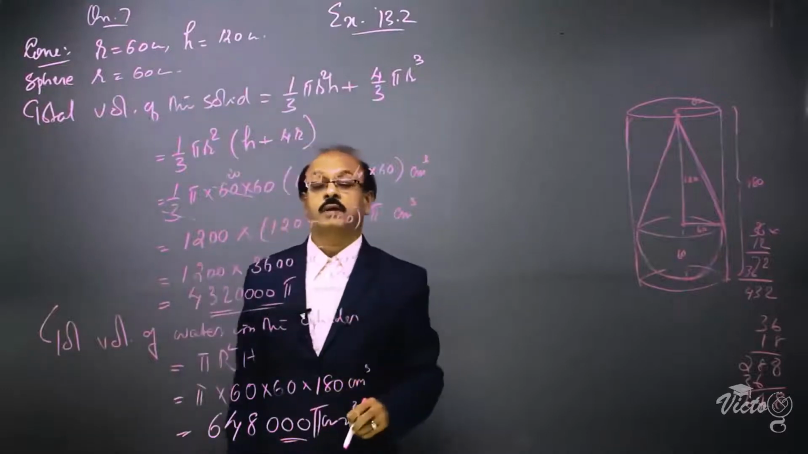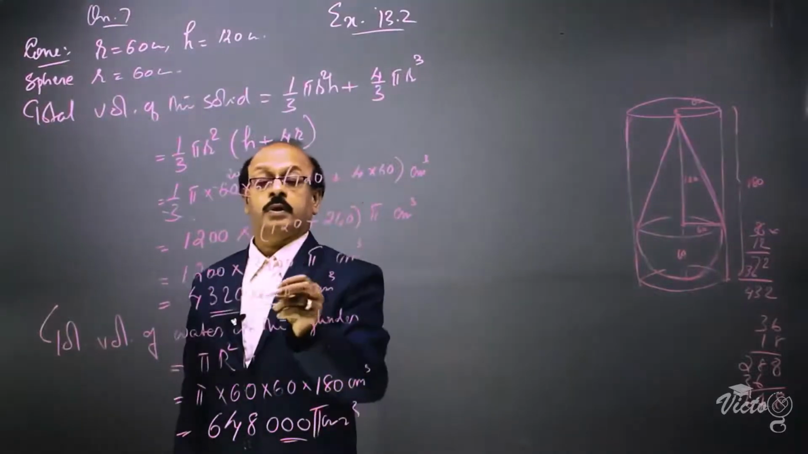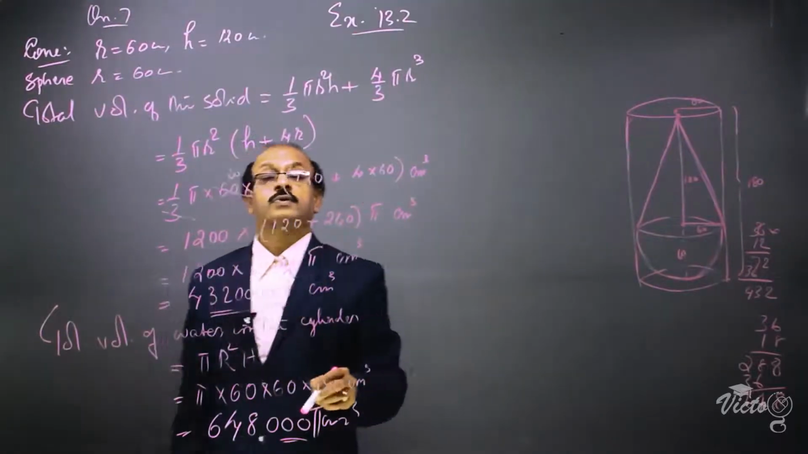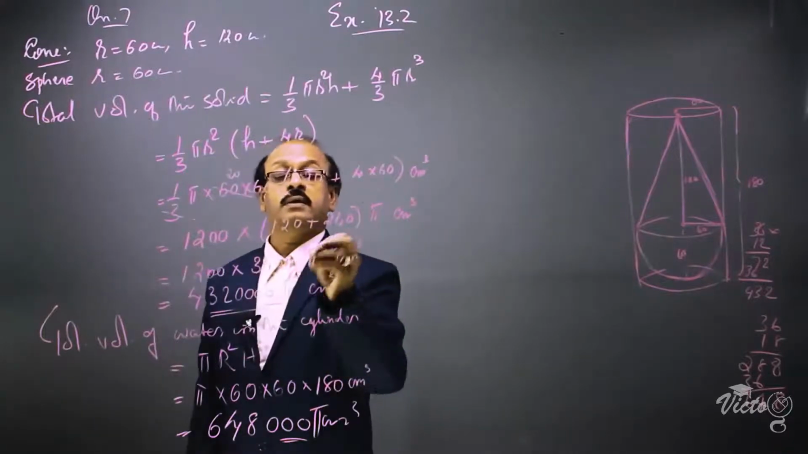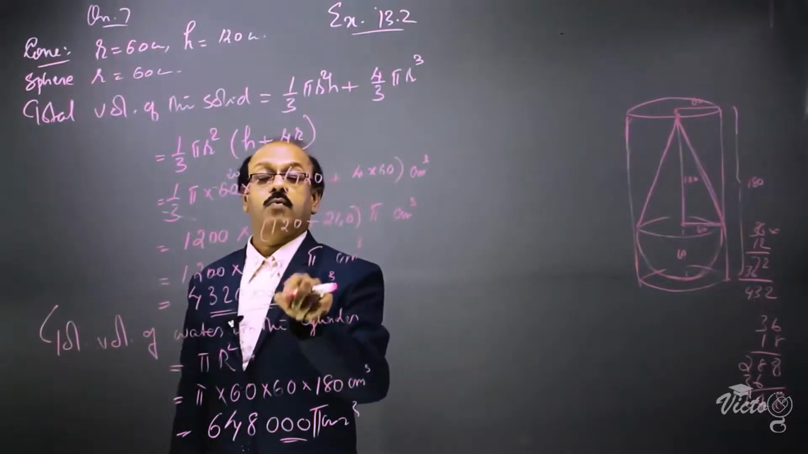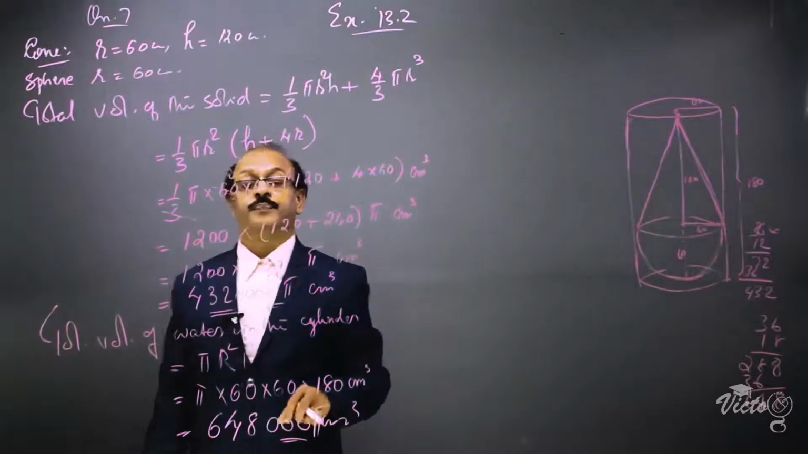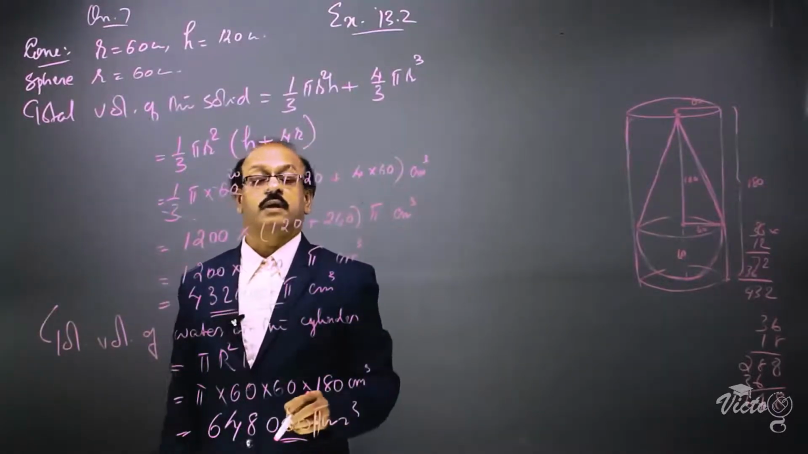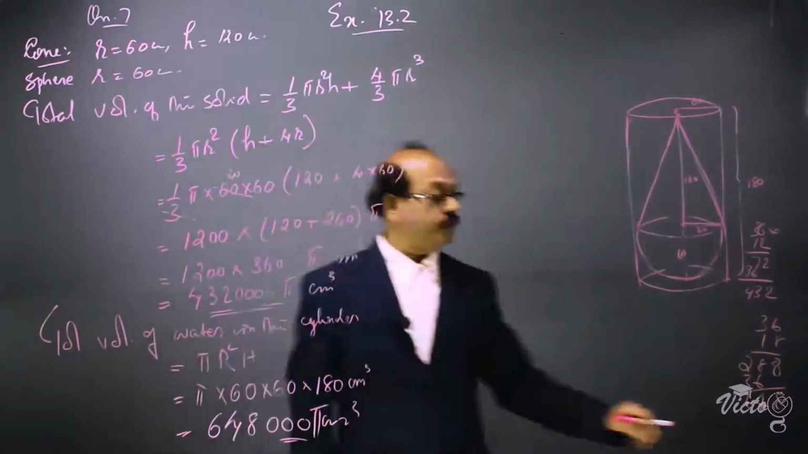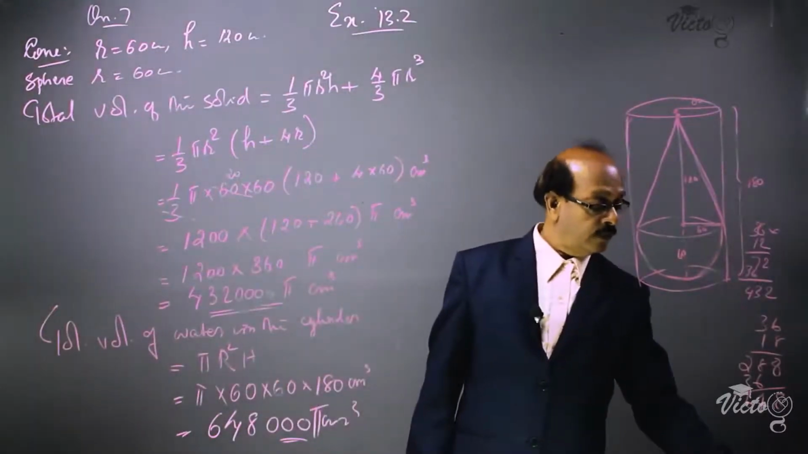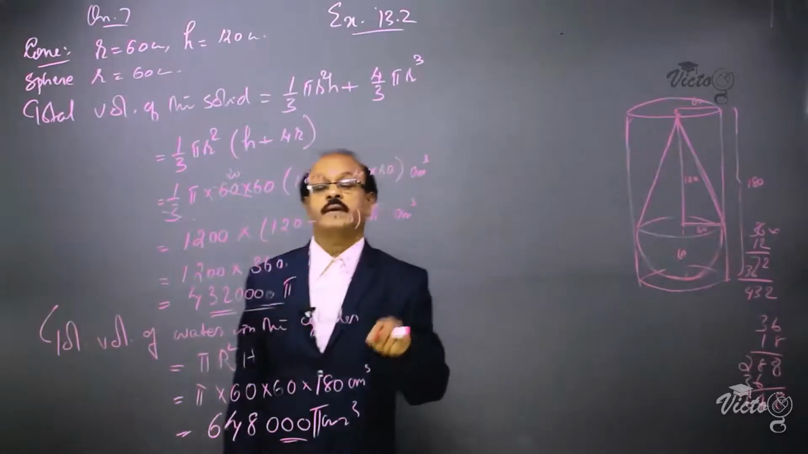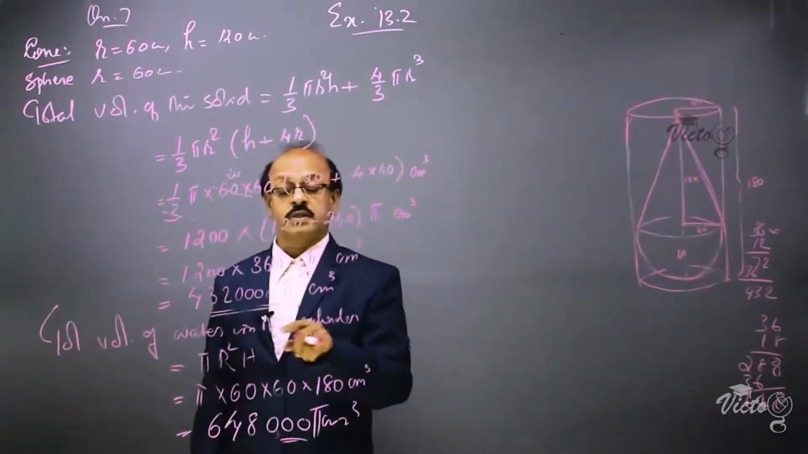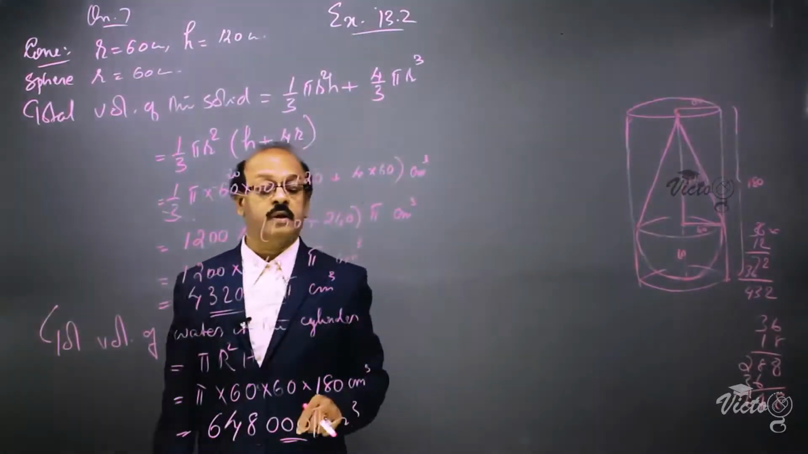Total volume of the solid is 432,000 pi centimeter cube. And total volume of water in the cylinder is equal to pi R square H, which is 648,000 pi centimeter cube.